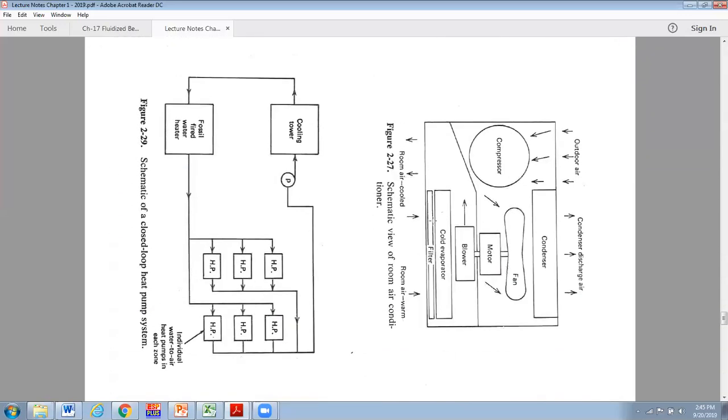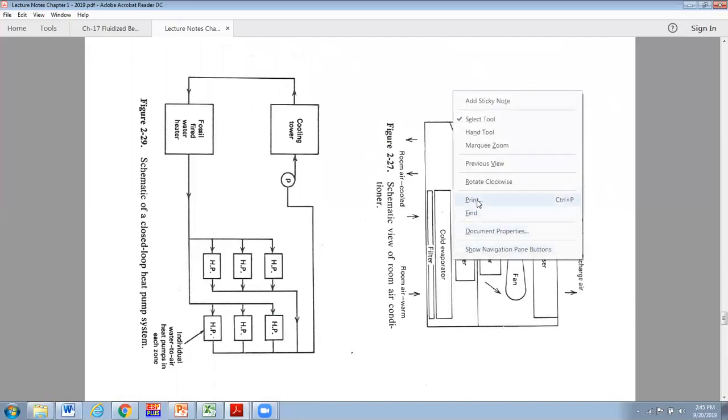Okay, let's see. I'll rotate on around here.